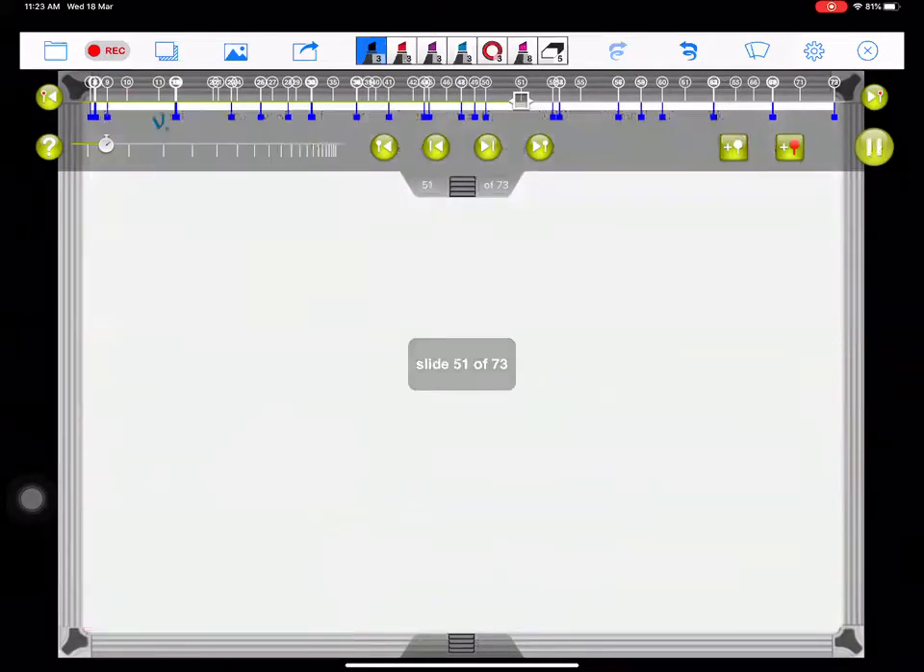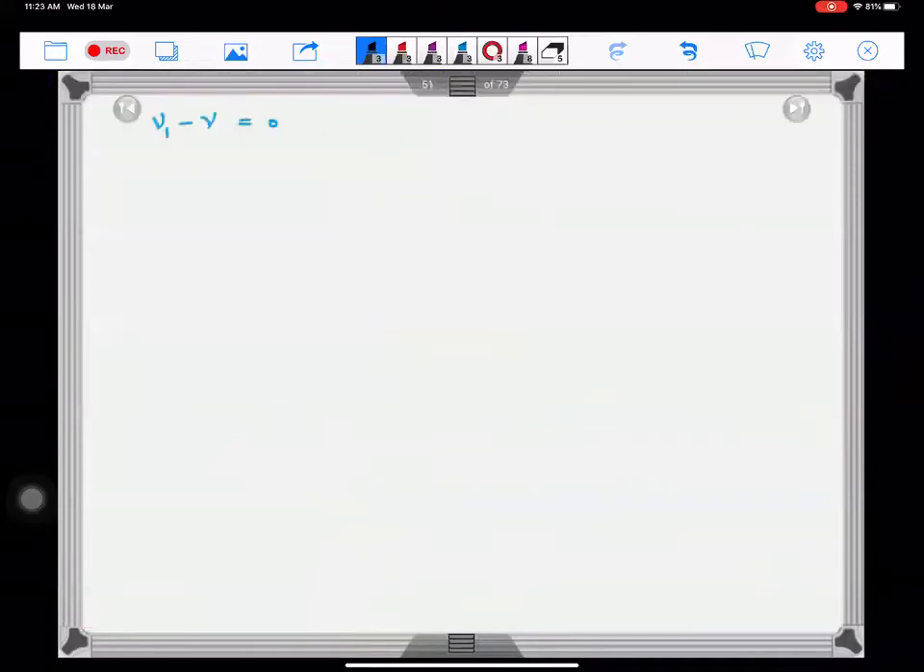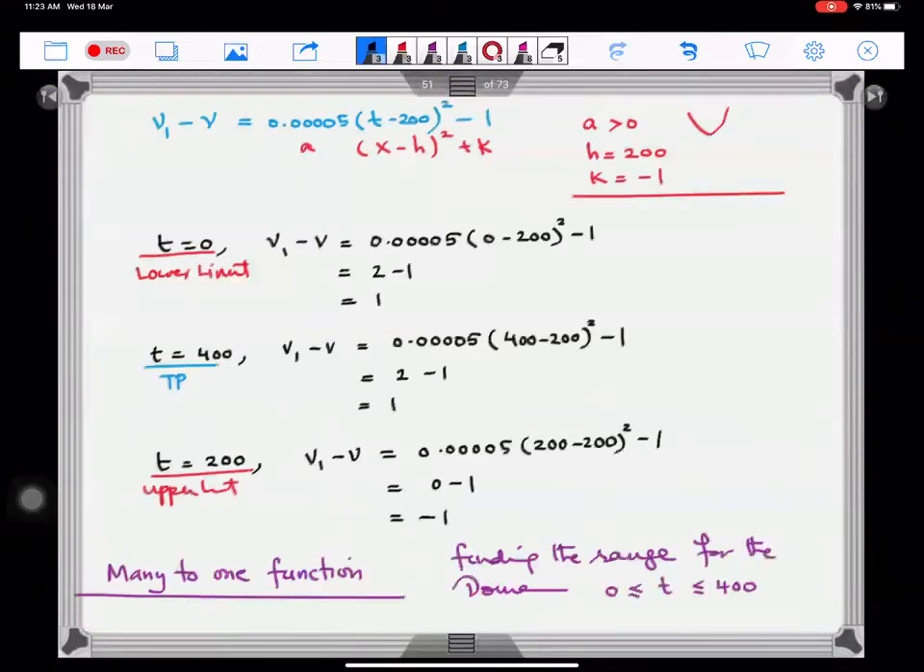Now, this is a many-to-one function. And in a many-to-one function, what you can do is plug in the lower limit, plug in the upper limit, and also take care of the turning point. When you plug in the lower limit, you get 1. When you plug in the upper limit, you get minus 1. When you plug in 400, that is the turning point.